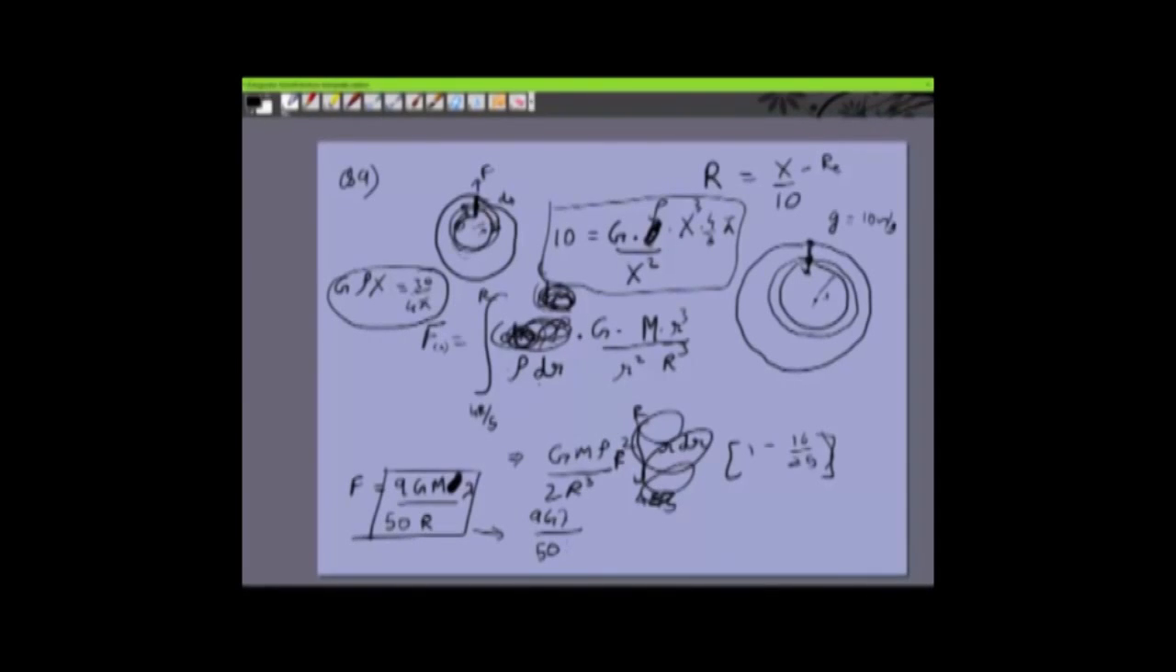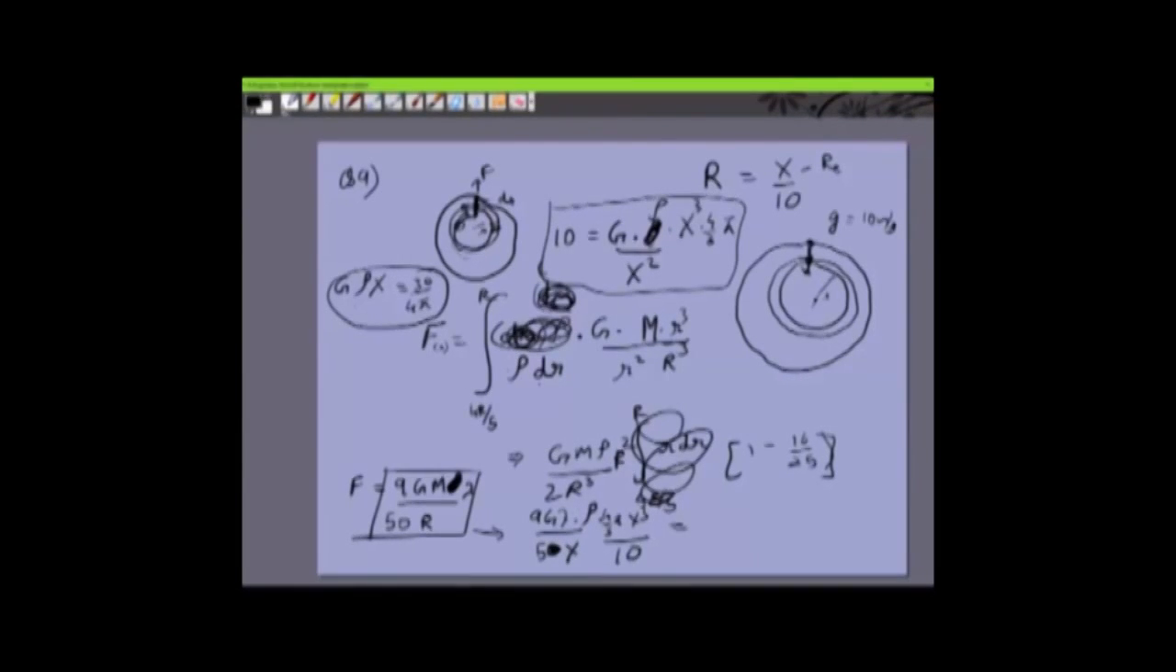R I can write as X by 10. So X by 10, that means it's 5X. And here is the mass. The mass will be rho times R by 10 whole cube, sorry, X by 10 whole cube, R cube. So 4 by 3 pi into R cube, which is X cube by 10. Right, so how much does this come out to be?